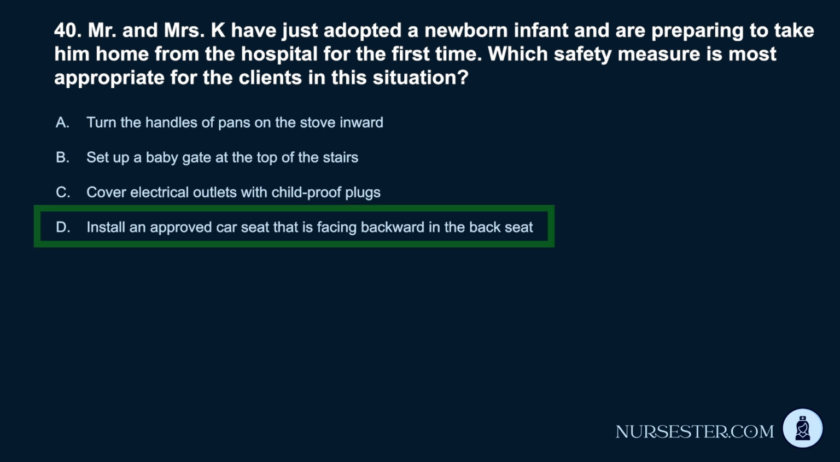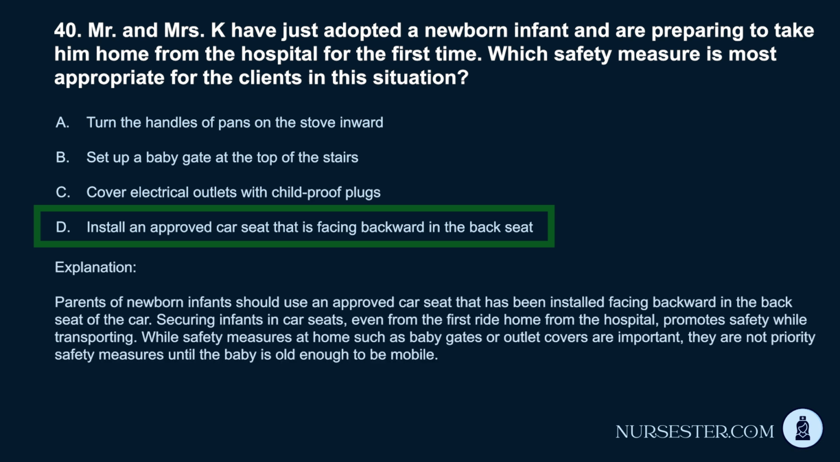Correct answer, D. Install an approved car seat that is facing backward in the back seat. Parents of newborn infants should use an approved car seat that has been installed facing backward in the back seat of the car. Securing infants in car seats, even from the first ride home from the hospital, promotes safety while transporting. While safety measures at home such as baby gates or outlet covers are important, they are not priority safety measures until the baby is old enough to be mobile.